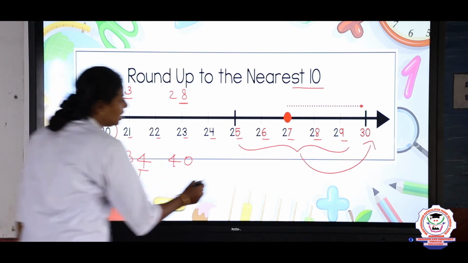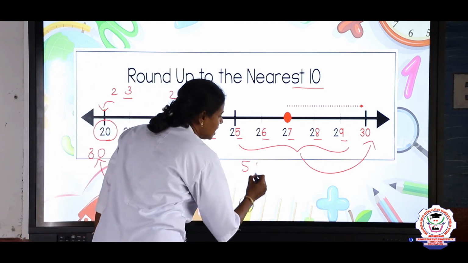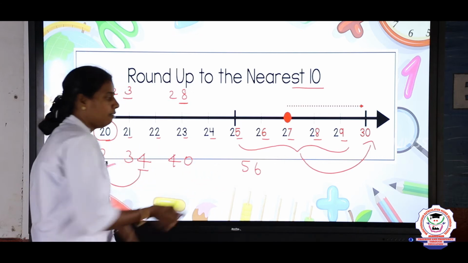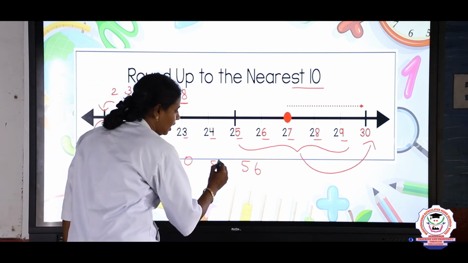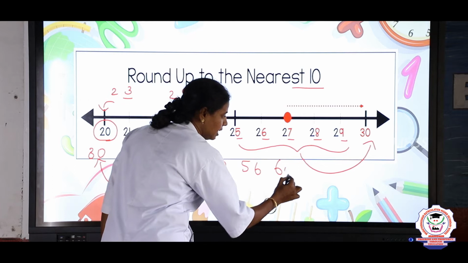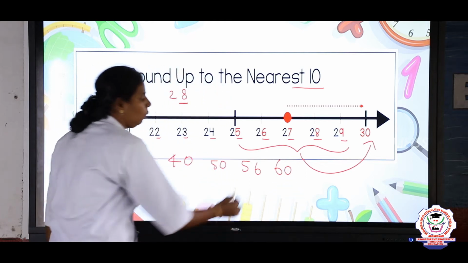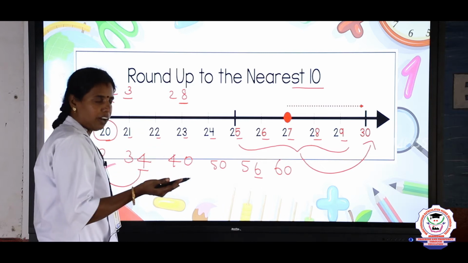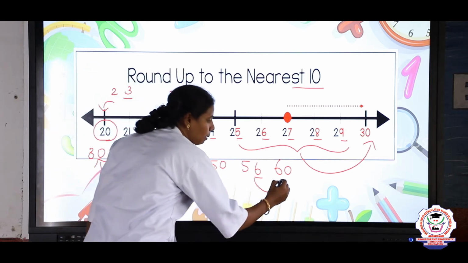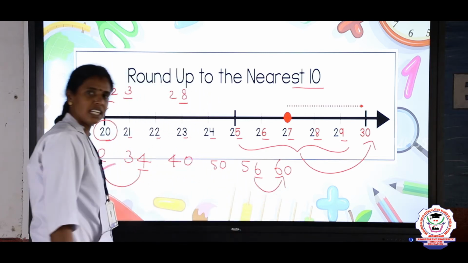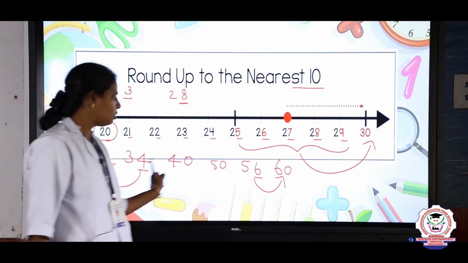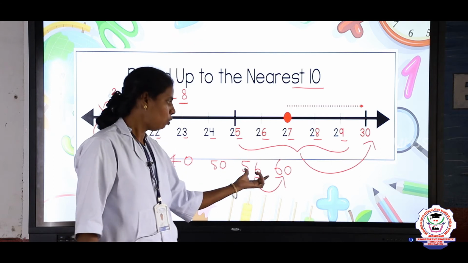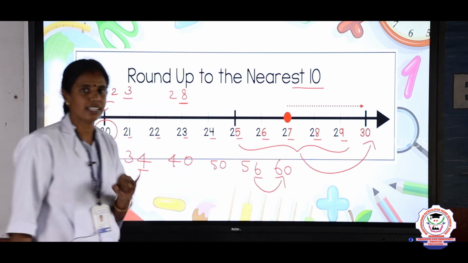So, if your question is 56, now 56 lies between which two numbers? 56 lies between 50 and 60, right. Now, in the ones place, what is the number? 6. 6 is greater than 5. So, we are going to round the number to the next ten, which is 60. So, first we need to know how to round the numbers to the nearest tens. The same rule we are going to use for hundreds and thousands.